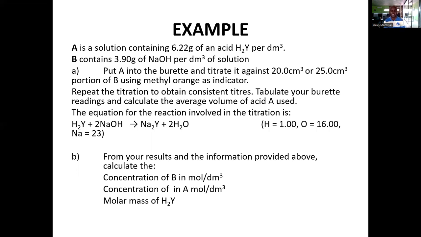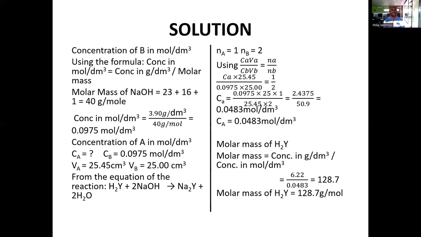So in some cases, these concentrations are not given in dm³. They're given as 500 cm³ or 200 cm³. And that's when you use mass over volume times 1000 to convert it to dm³. Now, I know you know how to use this formula.